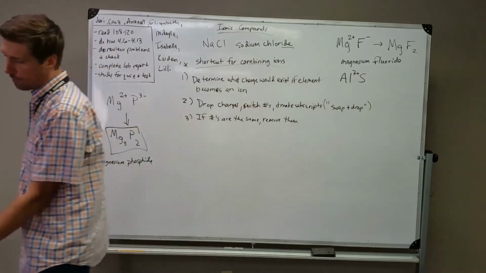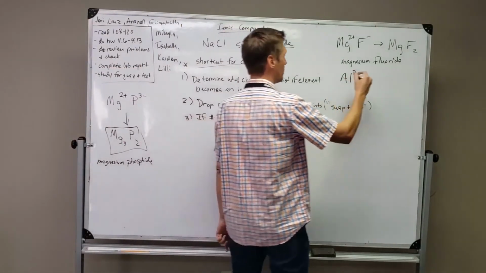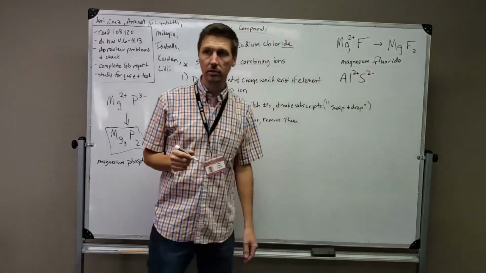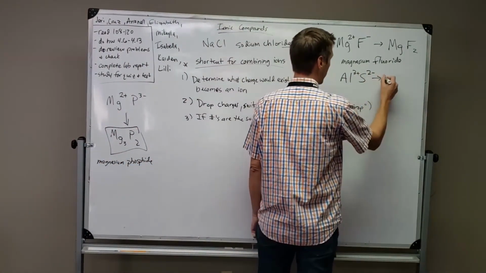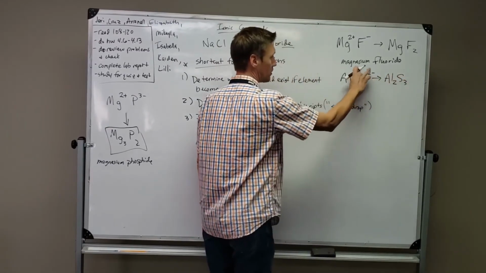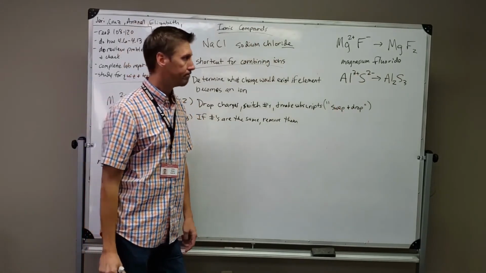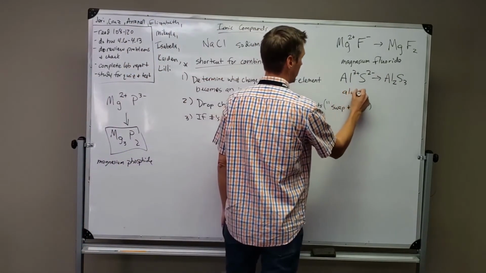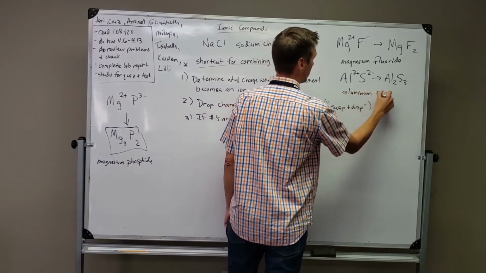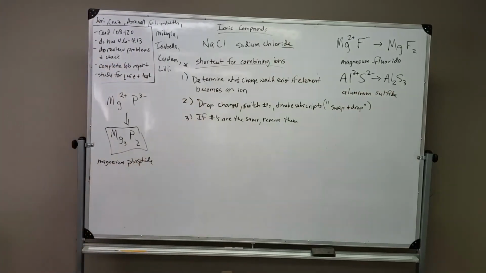Sulfur is in column what? 6A. So it needs 2 more electrons to be ideal, so it's going to have a 2 negative charge. We swap and drop, and that becomes Al2S3. Swap those numbers around, drop them down. And our name? Aluminum sulfide. Very good. That was much more assertive. I like that. Aluminum sulfide.